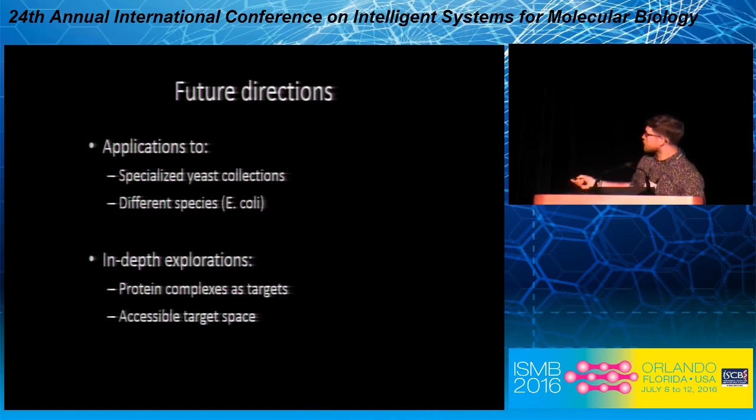And in the future, we will be applying this to different types of yeast collections and also to screens in different species. I'll also be looking at the processes of CG Target to see if we can use different types of gene sets to get target predictions, as well as what the accessible target space is. Do we have blind spots in the predictions that we make?